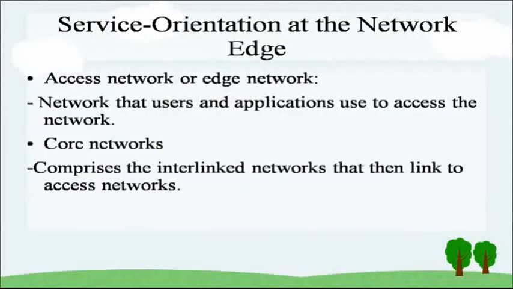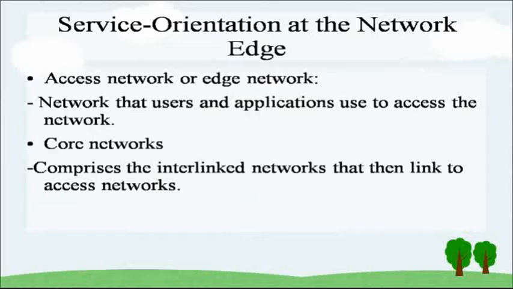If we talk about service orientation at the network edge, then for simplicity the networks have been divided into two parts. One is the access network or edge network, and the other one is the core network. The access network, as the name says, is the network that users and applications use to access the network. And the core network includes the interlinked networks that link to access networks, so that it becomes easier for the user to access the network part.